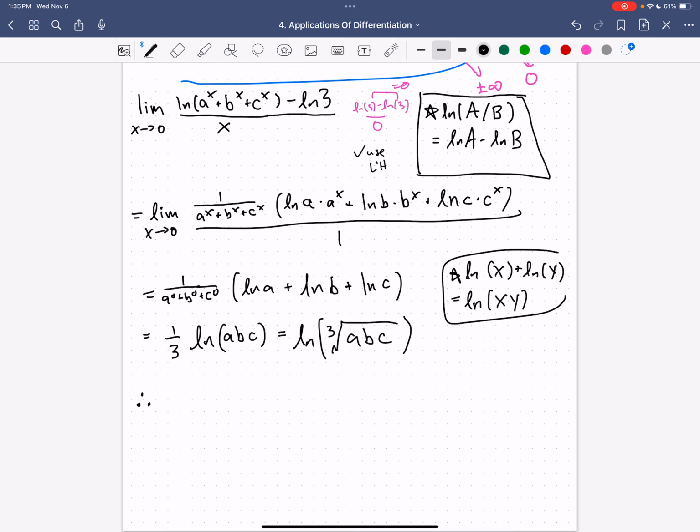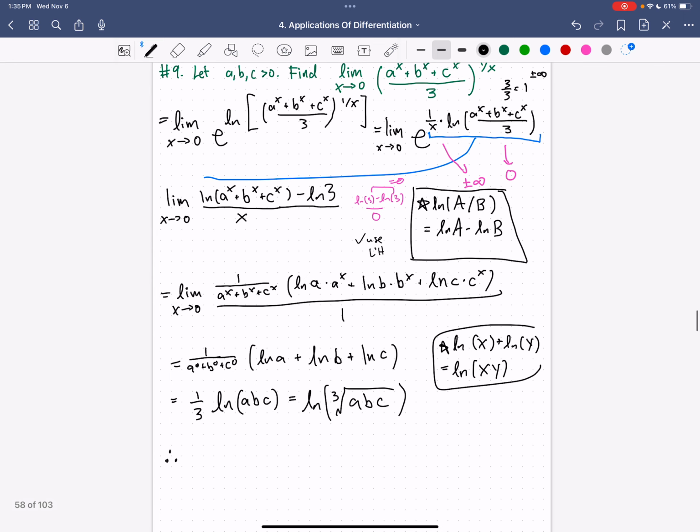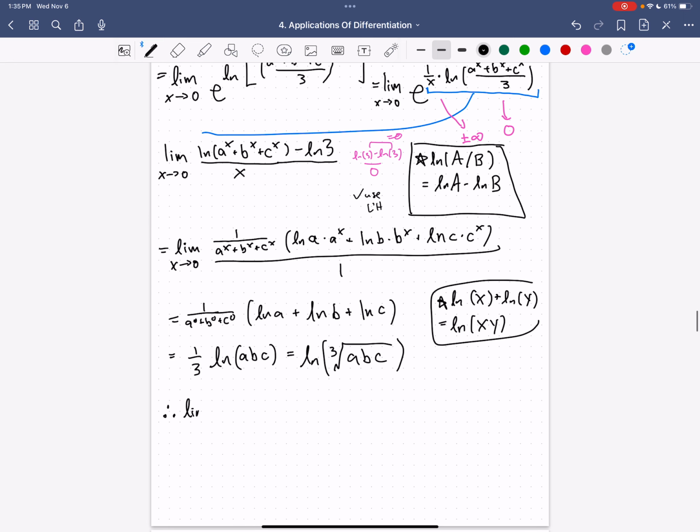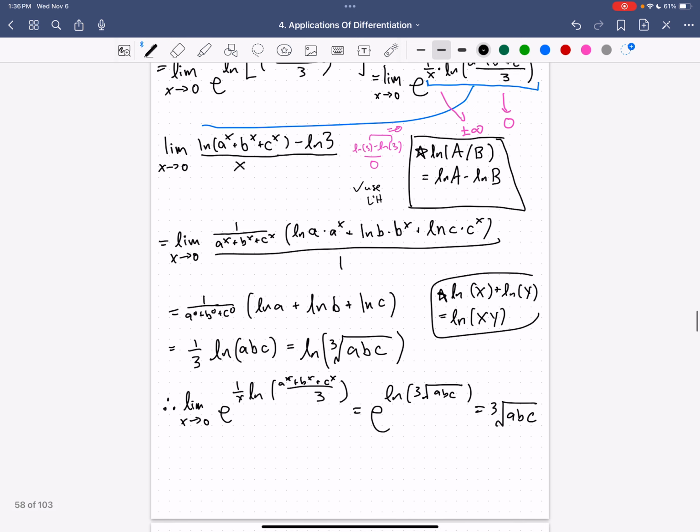Therefore, if we go back to the actual limit we were trying to solve, the limit as x goes to 0 of e to the 1 over x log of a to the x plus b to the x plus c to the x over 3 is equal to e to the log cube root ABC. And so cube root ABC. Isn't that great? Everything simplifies quite nicely.